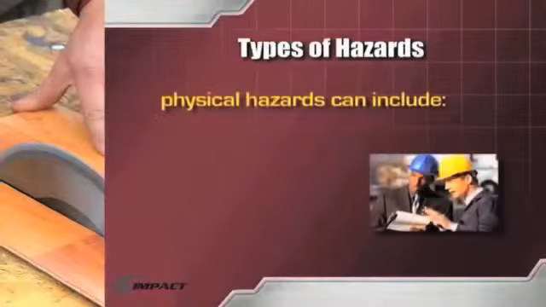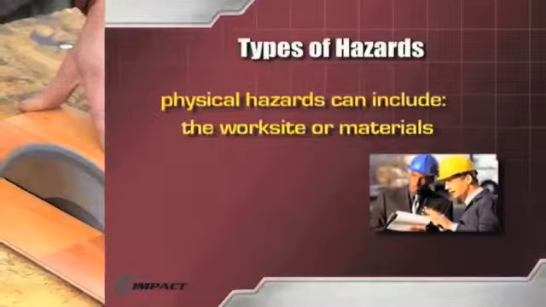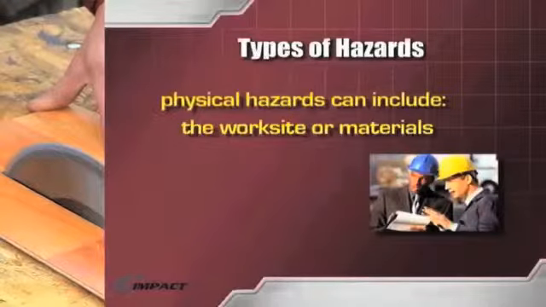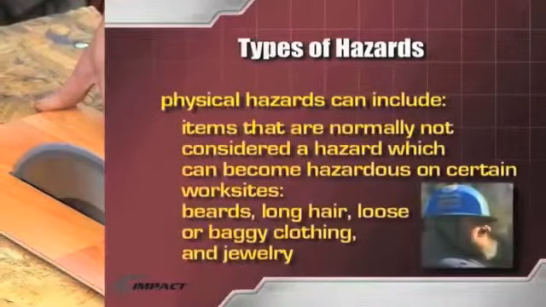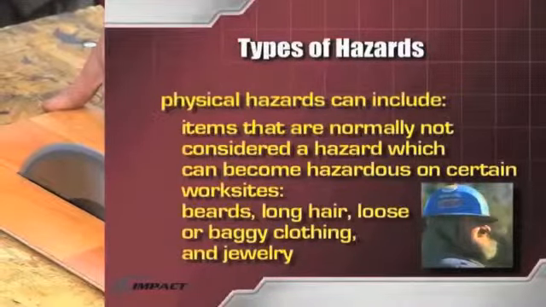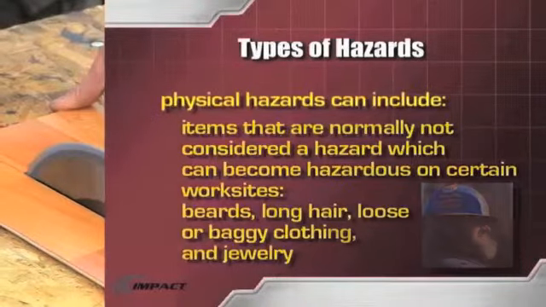Physical hazards can include the physical work site itself, or materials used on the job, such as overhanging trees, sharp steel, or dusty work sites. Items that are normally not considered a hazard can become hazardous on certain work sites, such as beards, long hair, loose or baggy clothing, and jewelry.